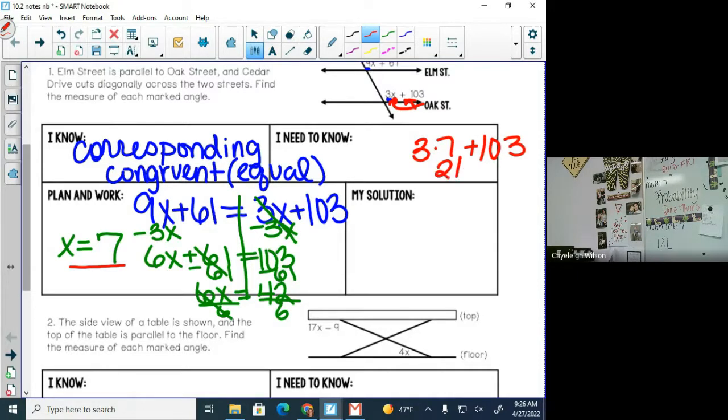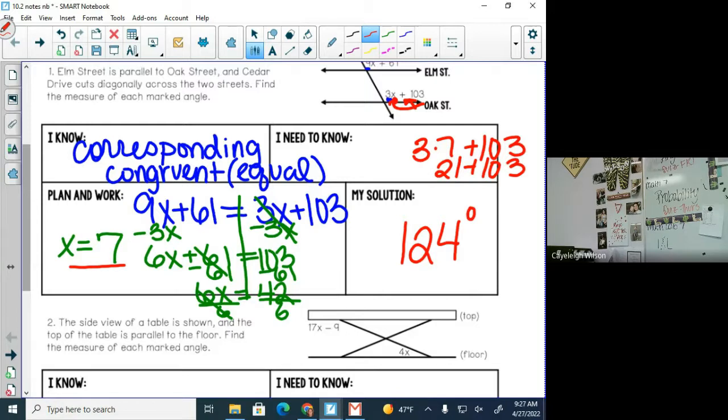So that's 21 plus 103. So I get 124. And like Taryn said, since we know that the angles are corresponding, we know that they're congruent. So if that bottom one's 124, guess what the top one is? 124. Or if you're looking at your paper and Kate says, no, I want to plug my 7 in up here on this one. Well, 9 times 7, 63, and 63 plus 61 is still 124. So it doesn't matter.